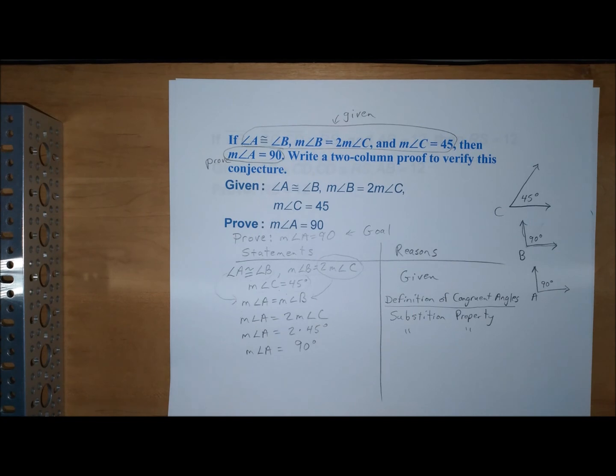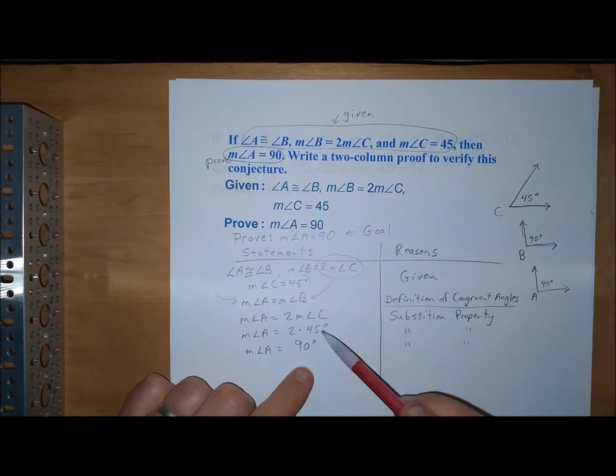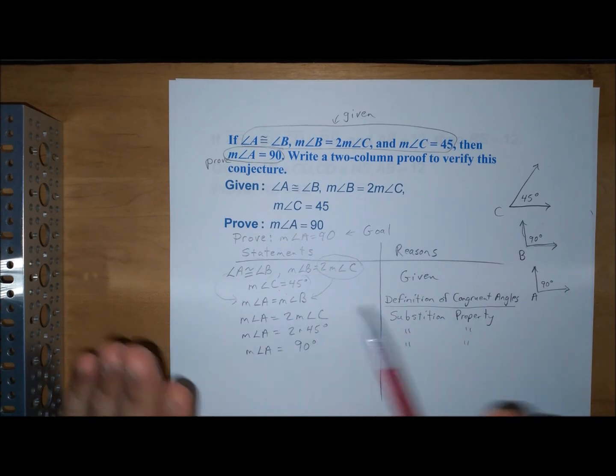Absolutely. What did I do here? Now be careful here. This is actually just the substitution property of equality, isn't it? I'm recognizing that 2 times 45 equals 90, and so I'm substituting 90 in for it. Just because in that expression was multiplication doesn't mean it's the multiplication property of equality.